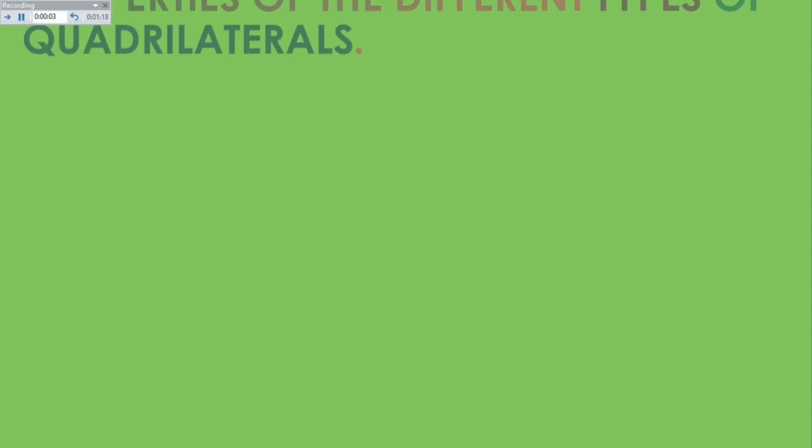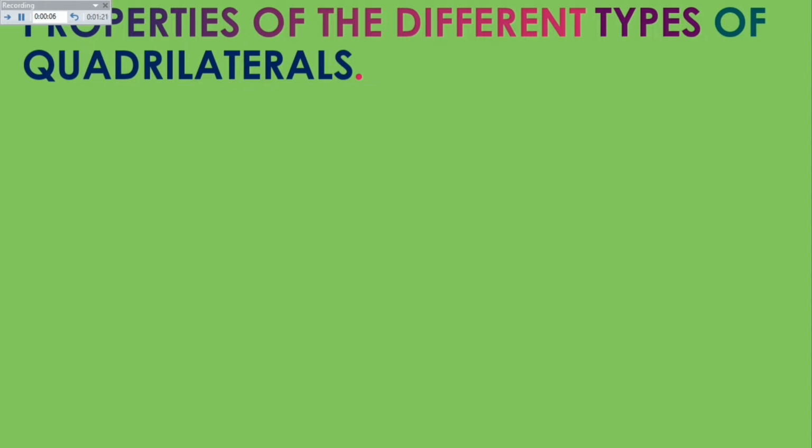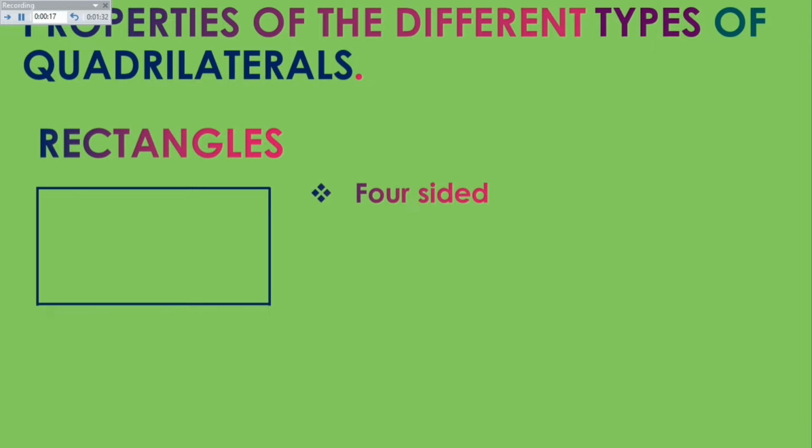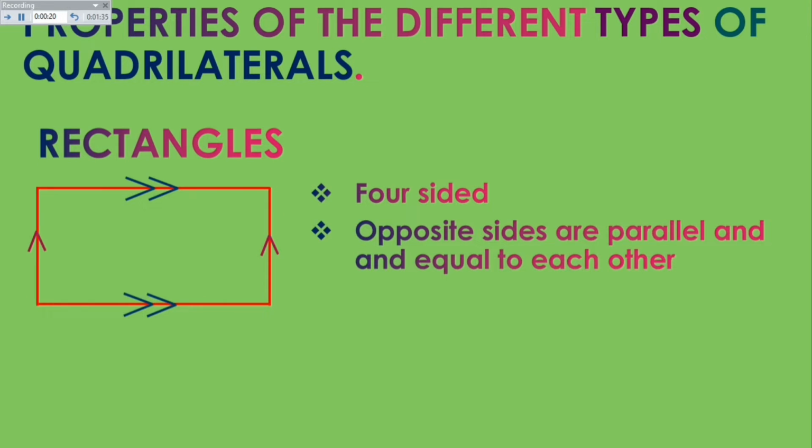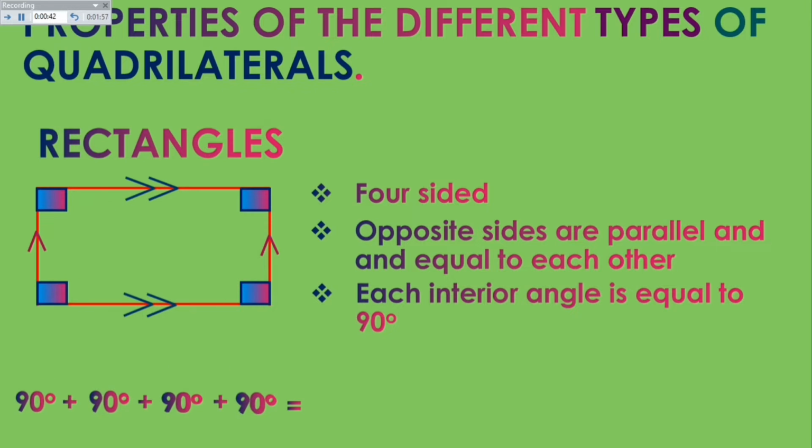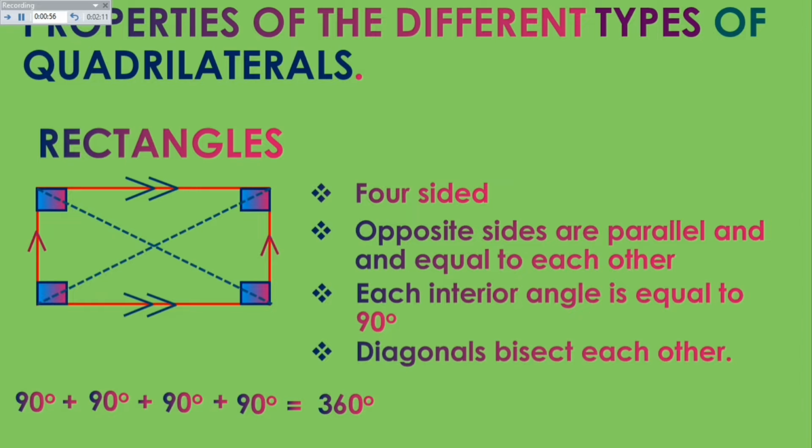Now, let's go on to look at the properties of the different types of quadrilaterals. The first quadrilateral we'll be looking at is the rectangle. A rectangle is a four-sided shape with 2 opposite parallel sides, and those parallel sides are equal to each other. A rectangle also has each interior angle equal to 90 degrees. When you sum it up, it is equal to 360 degrees. Also, a rectangle has 2 diagonals, and the diagonals bisect each other.